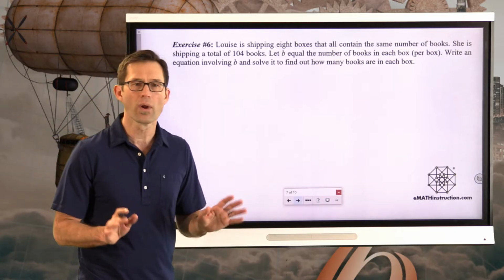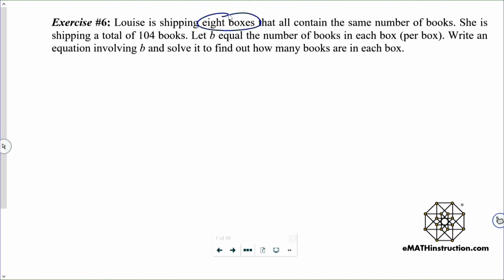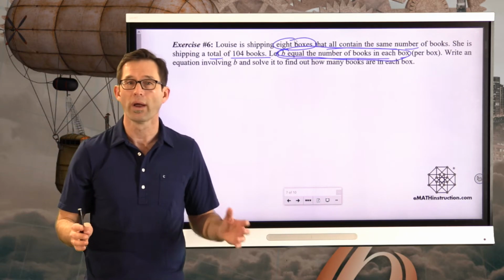All right, let's find the relevant information here. This is very important. She's got 8 boxes and they all contain the same number of books. We're going to let B equal the number of books in each box, right? So how many books are in each box? And we know that there's a total of 104 books. So all that stuff that I underlined and circled is quite important.